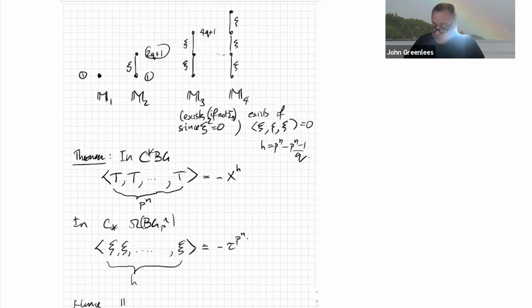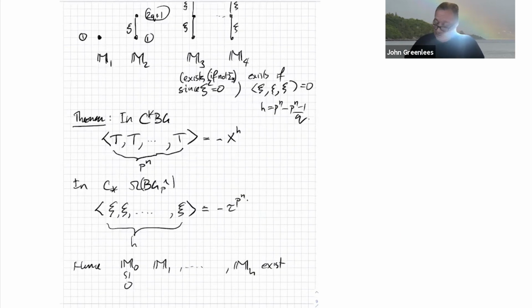And so that shows you, hence, M0, which is trivial, and then M1, and we keep on going up to MH exist, and MH plus 1 and higher, H plus I, does not exist, for I greater than or equal to 1. So that's at least a construction of some indecomposables.